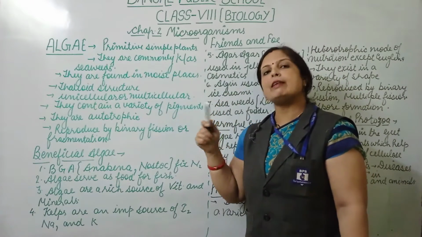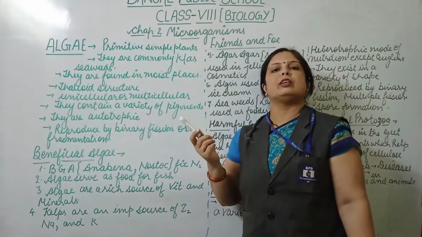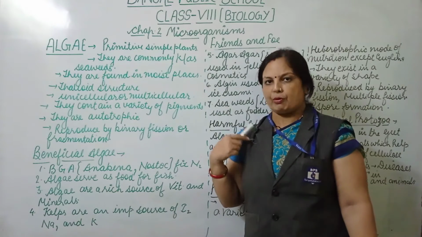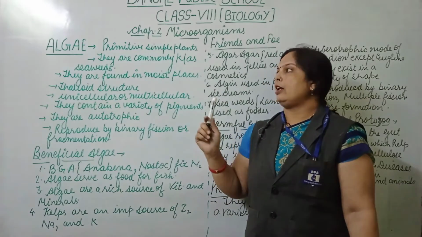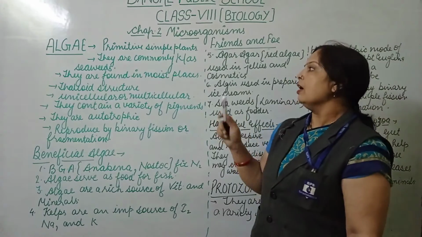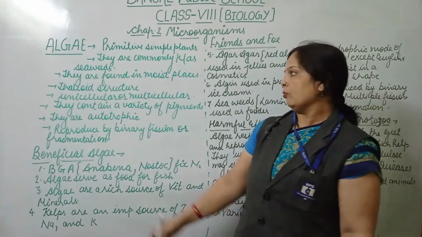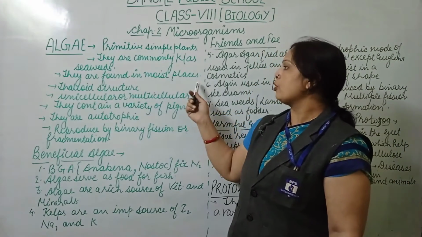Plant-like microorganisms means they have chlorophyll, and due to the presence of chlorophyll they make their own food by the process of photosynthesis. That's why algae are known as autotrophic. Clear? And they are commonly known as seaweeds because they are generally present in marine or aquatic environments. Clear? They are found in moist places.